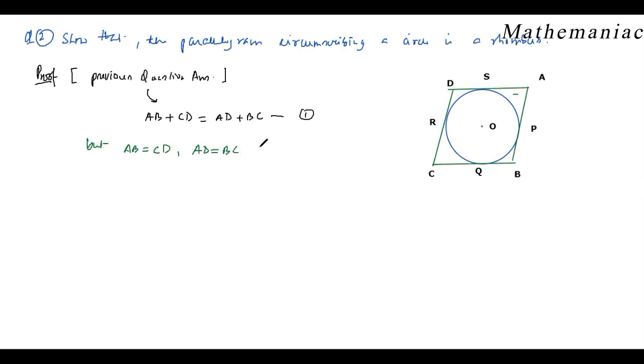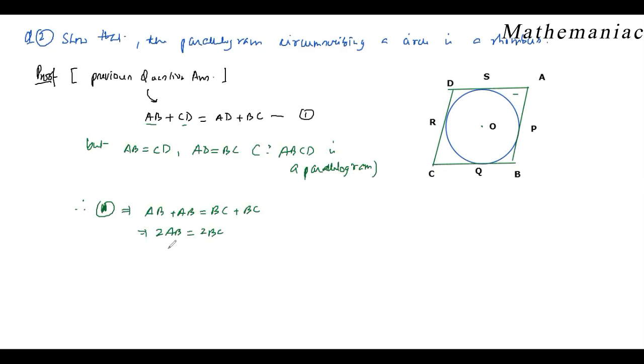So, what will be your reason? Since ABCD is a parallelogram, it is given. I have to prove that it is a rhombus, but I am given that it is a parallelogram. So, now make use of this in equation 1. I just make both to be AB. So, AB plus AB equal to BC plus BC. That gives you twice AB equal to twice BC, ultimately leading you to AB equal to BC.